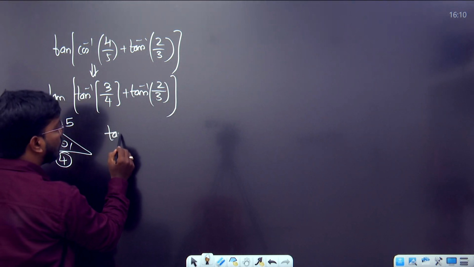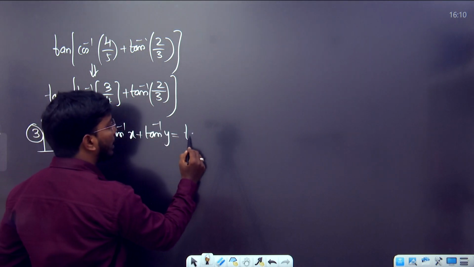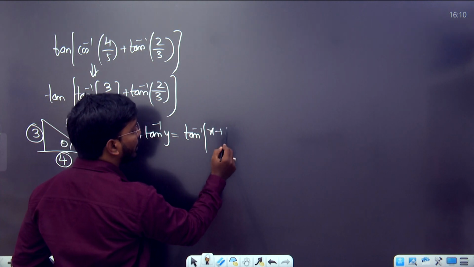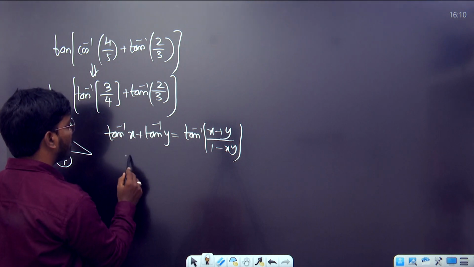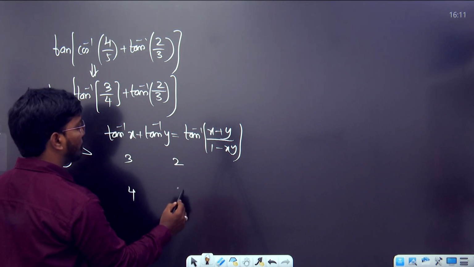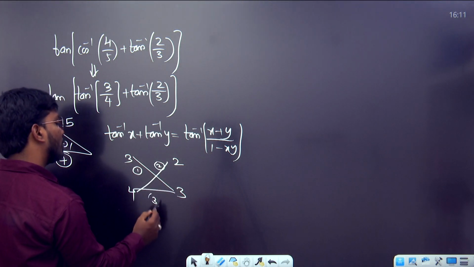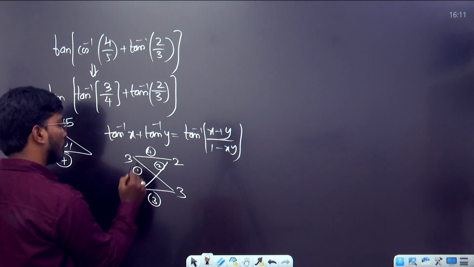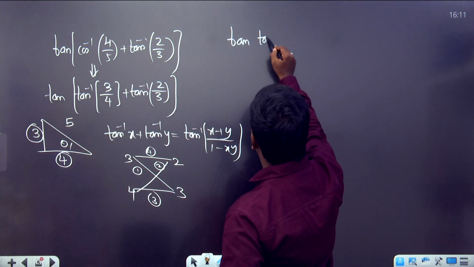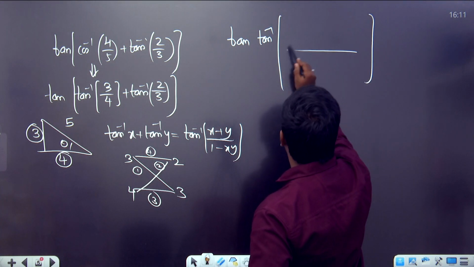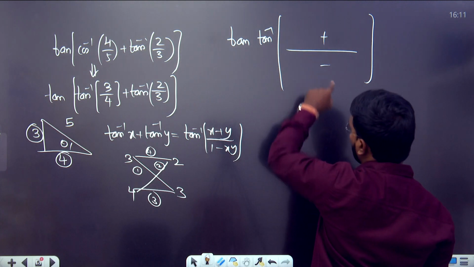Now we have a formula: tan inverse of x plus tan inverse of y is equal to tan inverse of x plus y by 1 minus xy. Or we will be doing a cross method. Suppose this is 3, this is 4, this is 2, this is 3. So this is the first multiply, this is the second multiply, this one is the third multiply, and this one is the fourth multiply. Okay, let me write it here. Try and understand. Tan inverse of, plus and minus, because in the center we are having plus, that's why in the numerator plus, in the denominator minus.